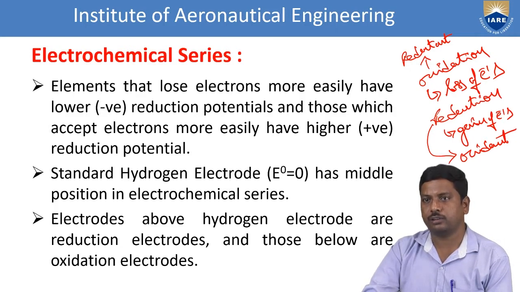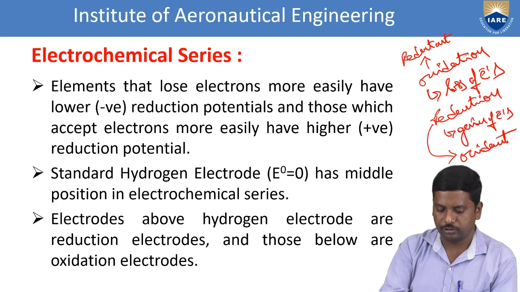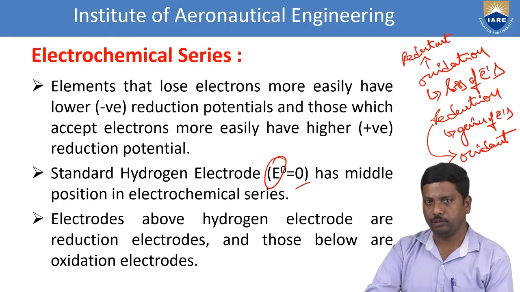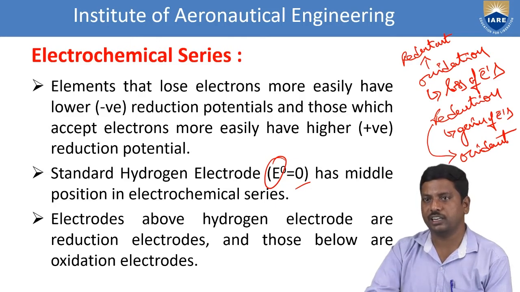The standard hydrogen electrode has a middle position in the electrochemical series, and its potential is equal to E0, that means equal to 0. This is called the standard electrode potential. The electrodes above it are the reduction electrodes, and those below are the oxidation electrodes, depending upon the potential developed on the element. The center of the series is hydrogen, and its potential is considered as the standard electrode potential, equal to 0.